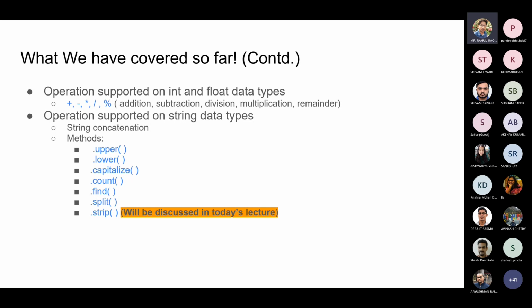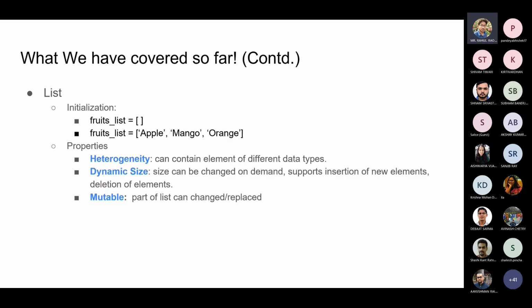We have covered how to initialize a list. The list is initialized by a big bracket. The symbol of list in Python is the big bracket. So we can either initialize a fruits list as an empty list, or we can have content in the fruits list like apple, mango, orange, etc. A property is heterogeneity: it can contain elements of different types, simultaneously integer, float, string, or a combination of those.